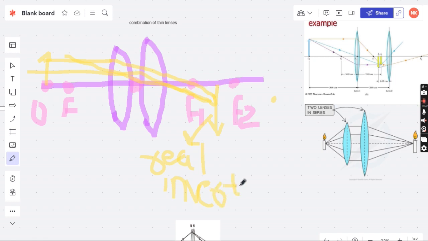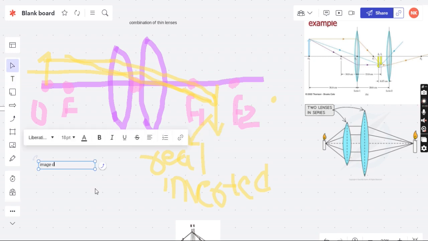But as you can see, this is a combination of lenses. So this image acts as an object for the second lens. The image of the first lens acts as an object for the second lens. So this is real and inverted.